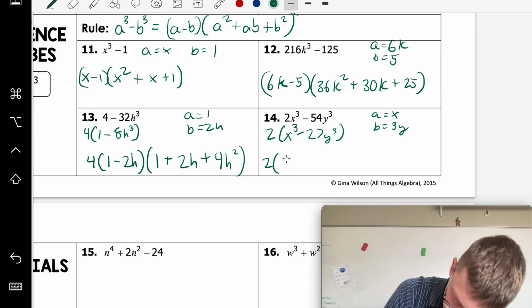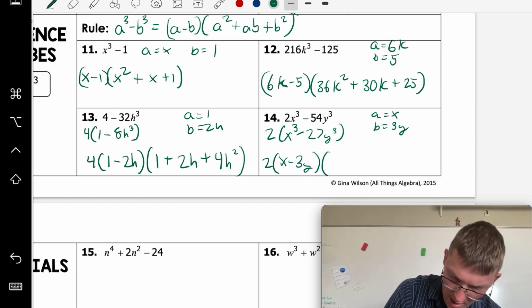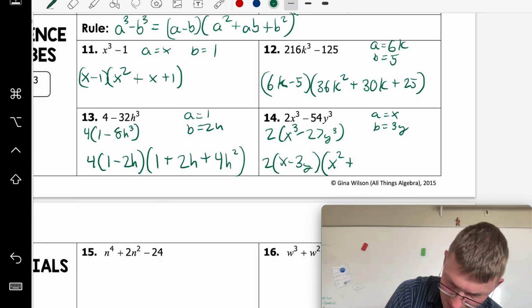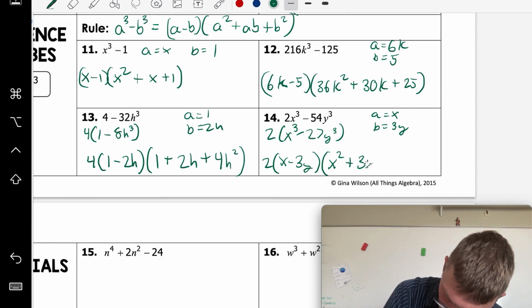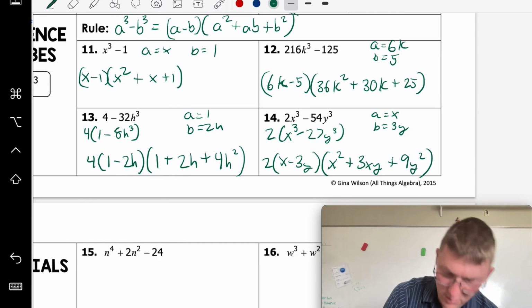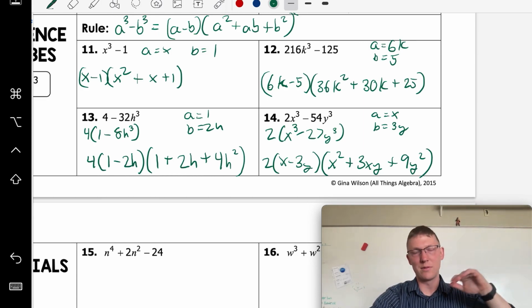A minus b, x minus 3y: a squared, x squared, plus a times b, 3xy, plus b squared, 9y squared. So once you get the hang of it, it's not terrible, but it is challenging to keep all of these different rules kind of separated.